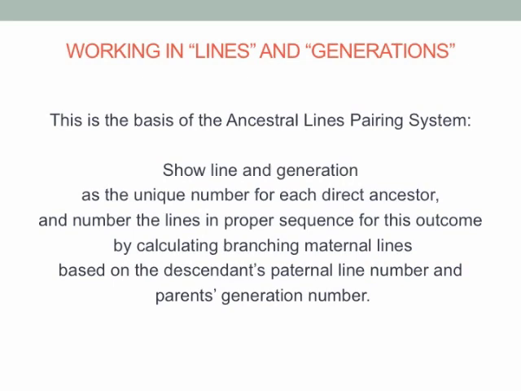So this, again, is the basis of the pairing system. You show the line and generation as the unique number for each ancestor, and you number the lines in a proper sequence to achieve an outcome by calculating some branching maternal lines. You use the descendant's paternal line number and the parent's generation number to do that, and we'll delve into that in a little more detail. I think it's important, though, to see how visually and symmetrically it just works.